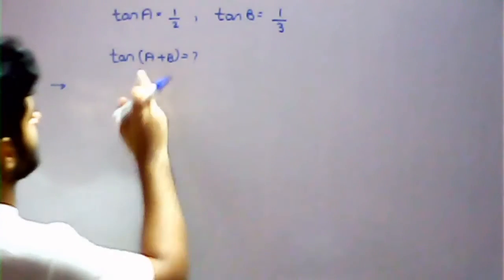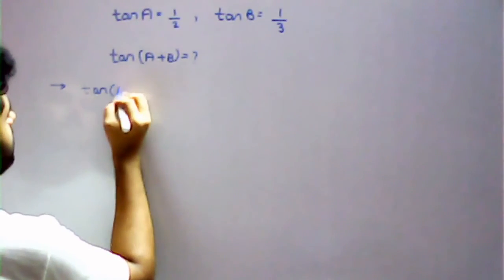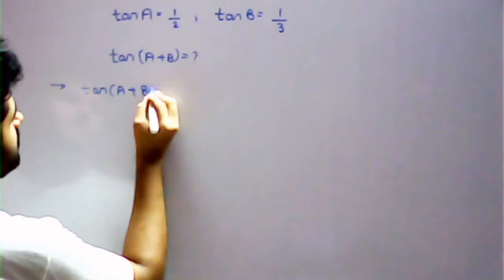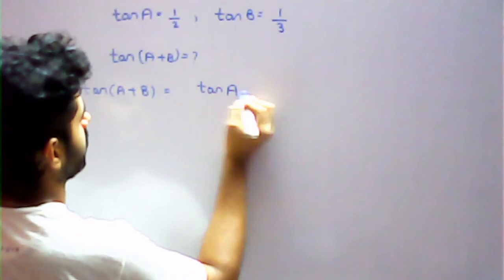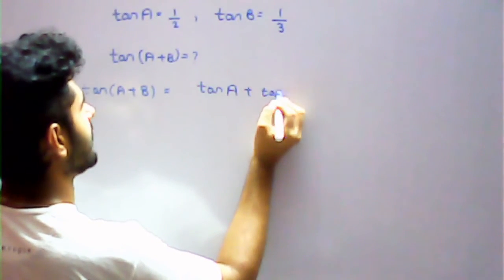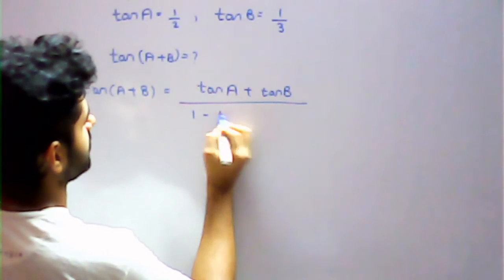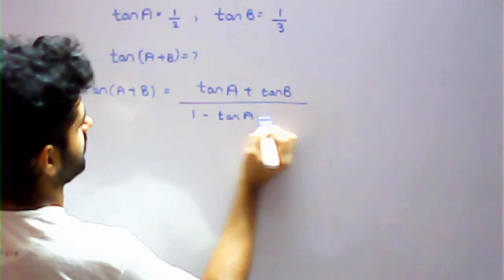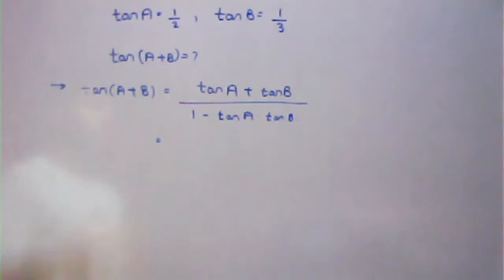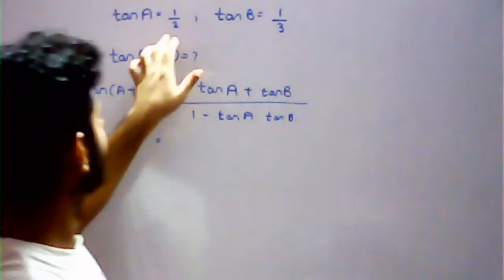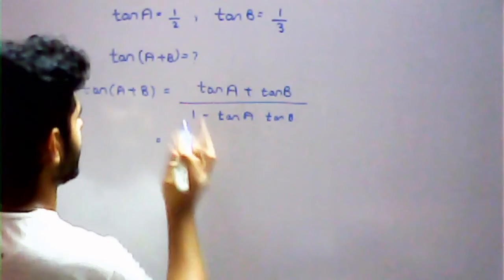The formula for tan of A plus B is tan A plus B is equal to tan A plus tan B upon 1 minus tan A into tan B. Now tan A and tan B, both the values are known to us. Let us simplify this further.